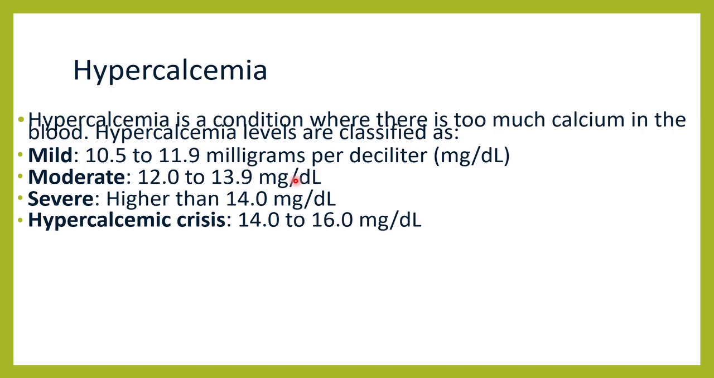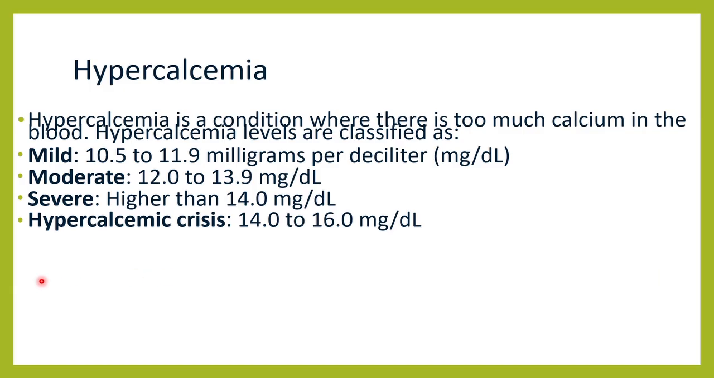So we can divide hypercalcemia as mild, moderate and severe. Mild is when the level increases from 10.5 to 11.5, slightly above the normal range. Moderate is when the level increases to 12 to 13.9. And severe is when the level of serum calcium is more than 14 milligram per deciliter.